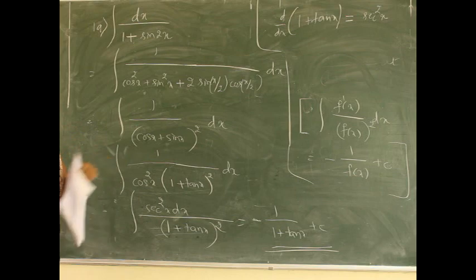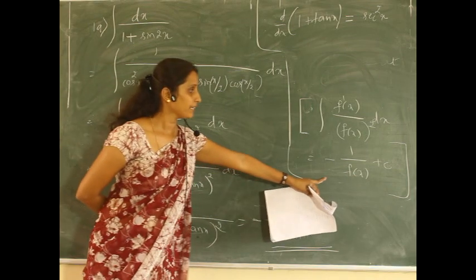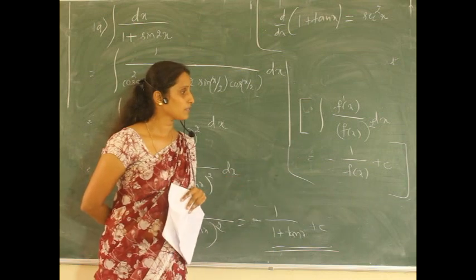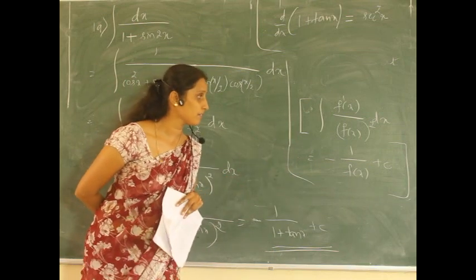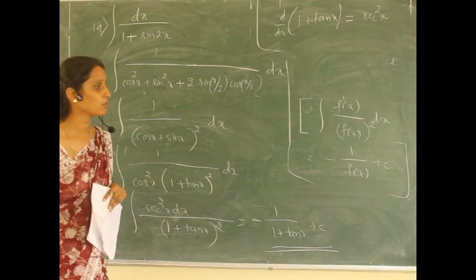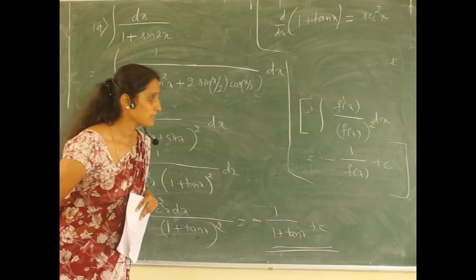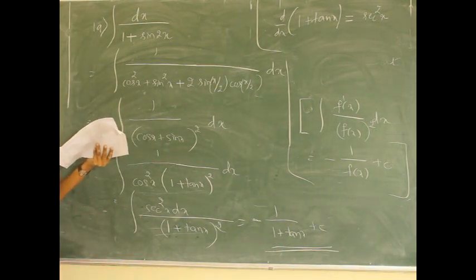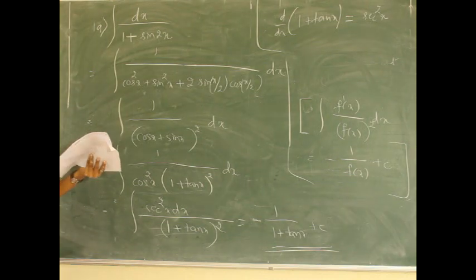I don't think we have discussed this formula in the class, so keep a note on it. The formula is: the integral of f dash of x divided by f of x whole square dx will be minus 1 by f of x plus c. So the option will be B, minus 1 divided by 1 plus tan x.